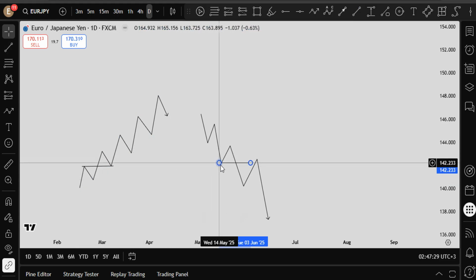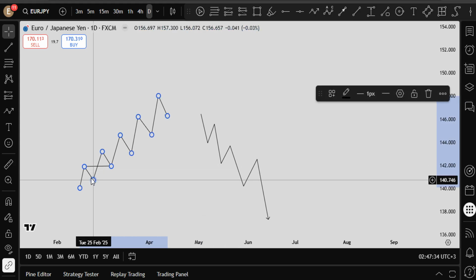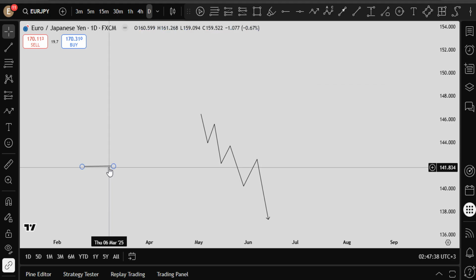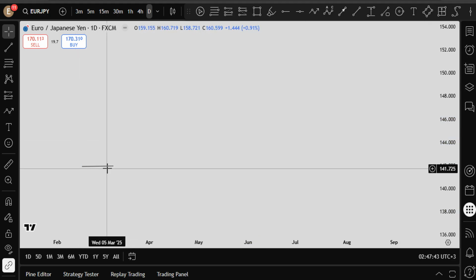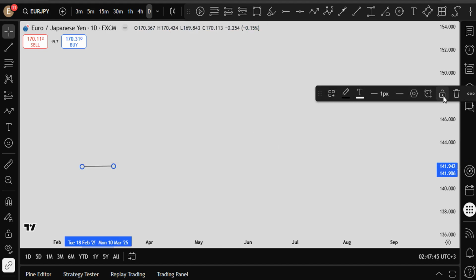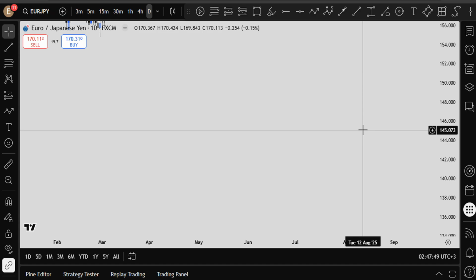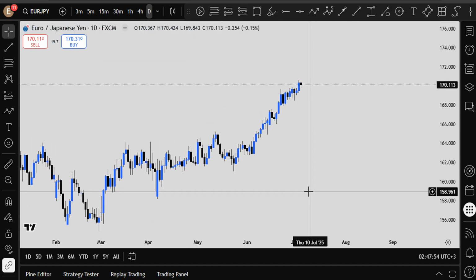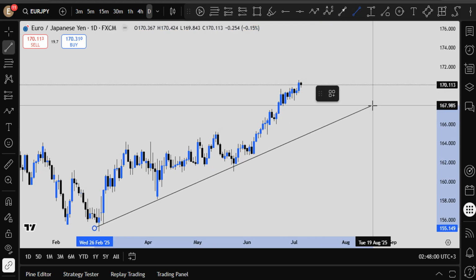So let me remove all of this and show you something big. Let me go into my live chart and show you this. As you can see, this is an uptrend, but it's in a daily time frame.